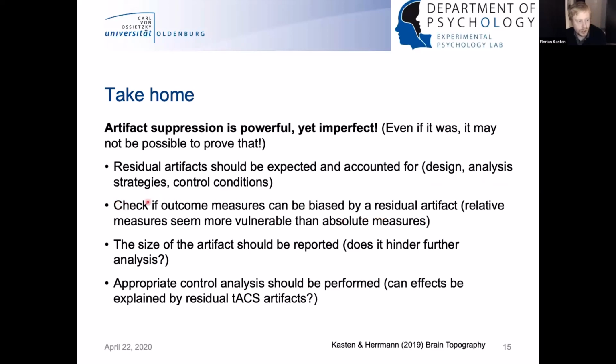Based on what you saw in this little simulation, I hope this will motivate you to very rigorously check if your outcome measure that you're looking at can be biased by the influence of an artifact. As you've seen, some can be very vulnerable and others might be very robust. And I personally also think it should be good practice to report the size of the residual artifact and to give people an intuition if what you're doing in the subsequent analysis is actually possible, or if the artifact suppression did work out in a way that this is not reasonably possible. And you should try to implement and come up with reasonable control analyses to try and disentangle effects of artifact and stimulation.